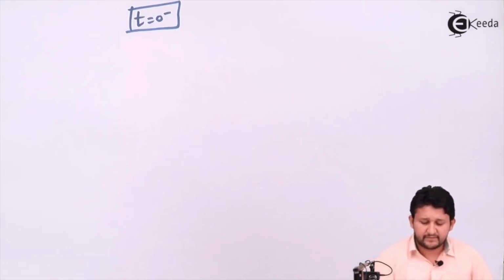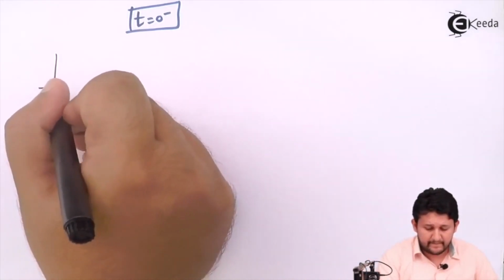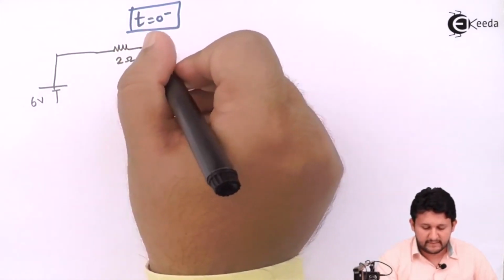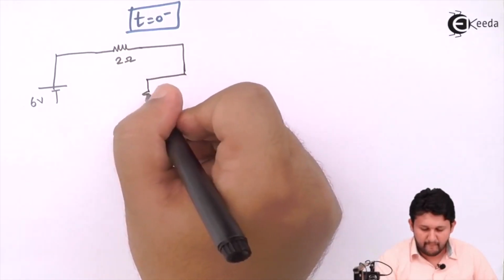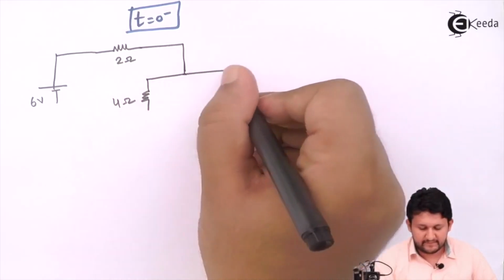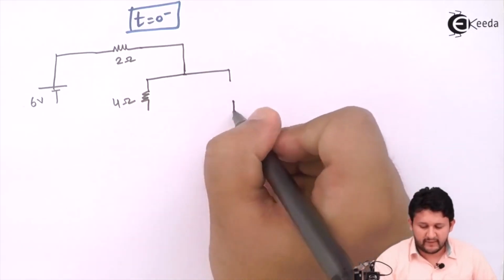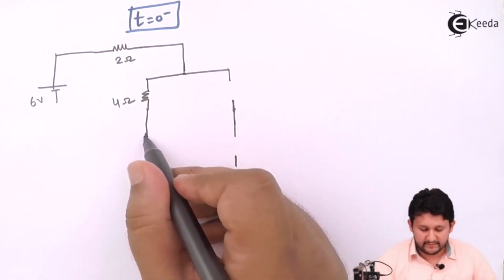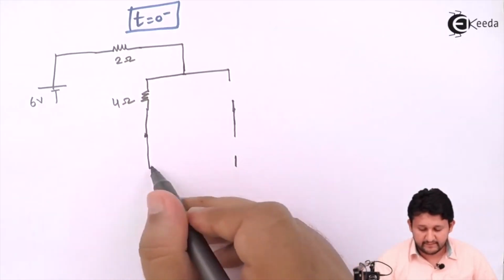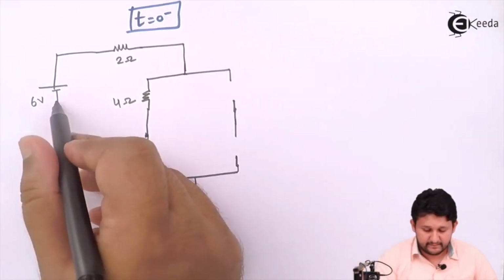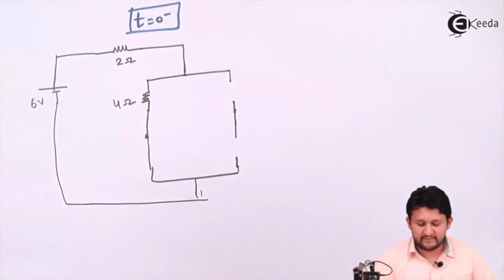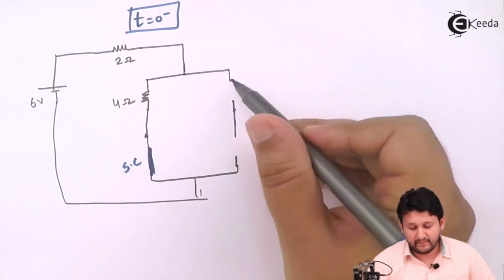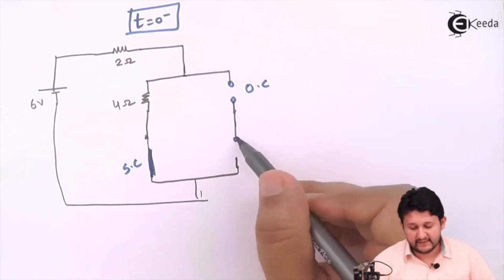So let's draw the circuit. The circuit will be 6 volt, 2 ohms, 4 ohms. Capacitor open, again capacitor open, switch open, inductor short, steady state. That's the circuit. Inductor short circuit, capacitor open circuit, capacitor open circuit.